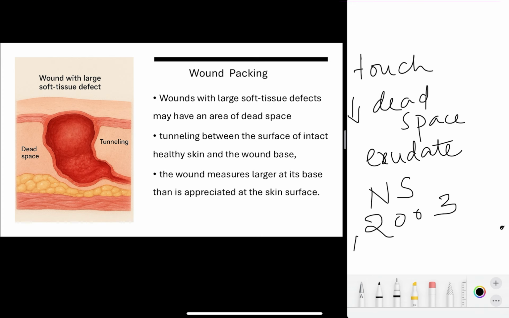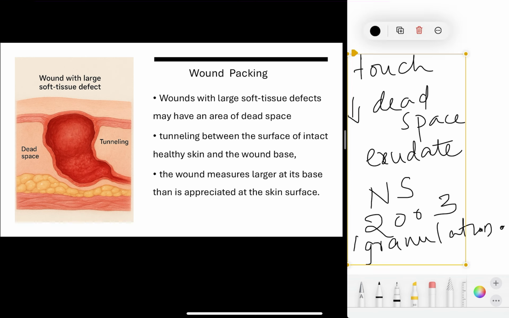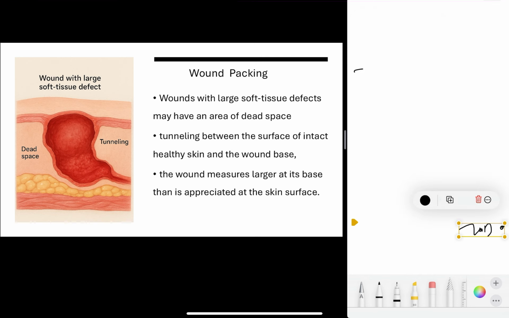A disadvantage of gauze dressings, particularly if they dry out completely, is that they might also remove the granulation tissue, possibly resulting in re-injury. An alternative to gauze dressing for managing wounds with significant dead space is negative pressure wound therapy.